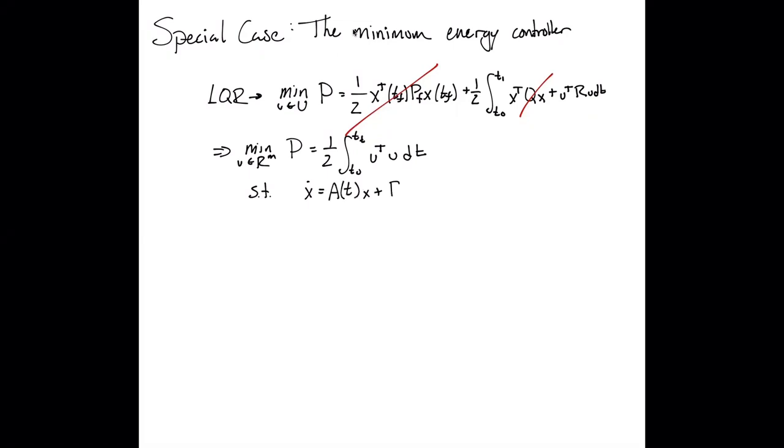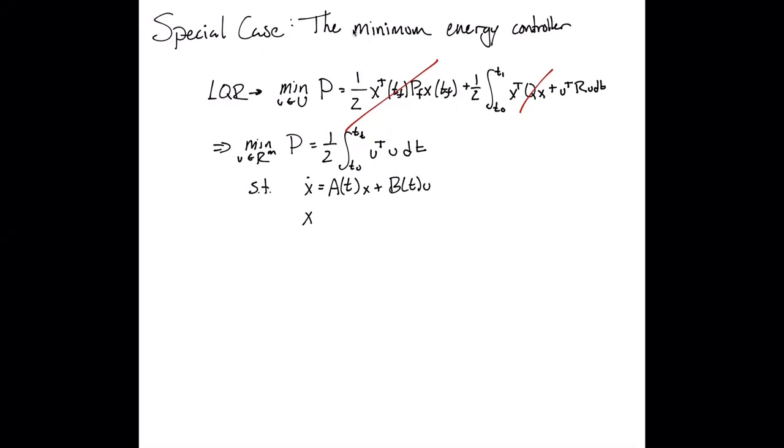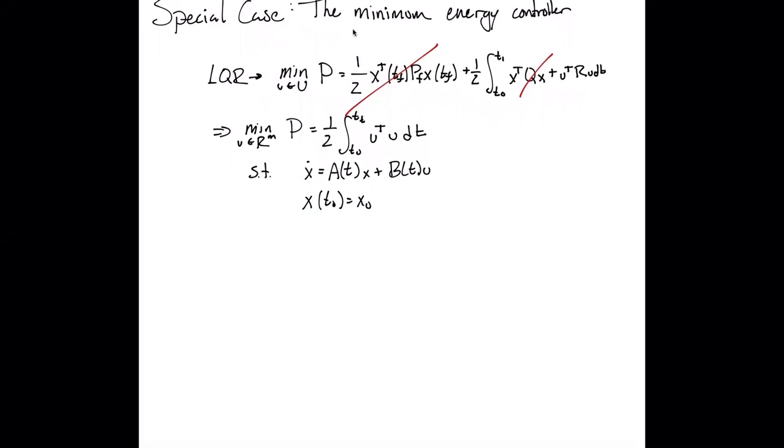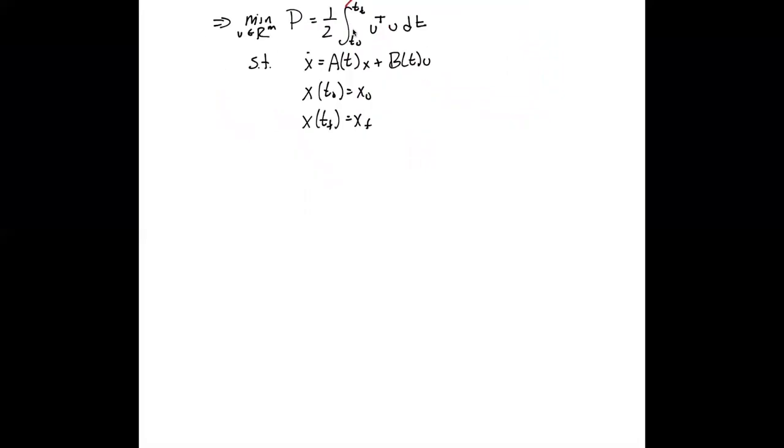And we can consider the case for time-varying dynamics. And we want to have an initial condition. And then we want to know where we have to go, and that'll be the final condition there. So now we have a boundary value problem on X, right?